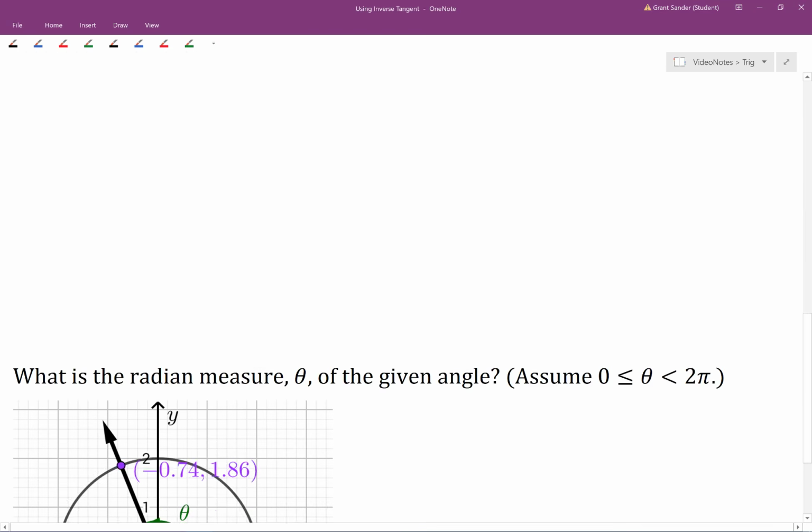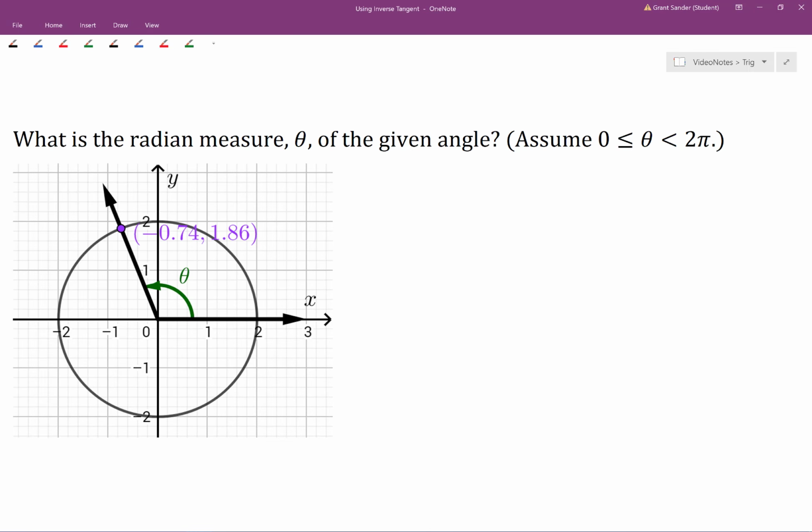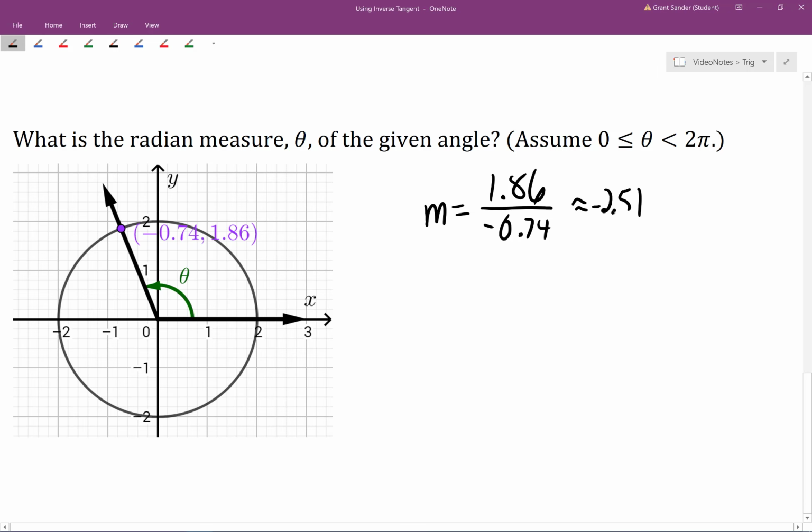Let's look at another example. So we have a similar context where we have an angle whose initial ray points in the 3 o'clock direction, and we know the coordinates of that terminal point. So again, if we want to know the slope of that terminal ray, the slope, m, is equal to 1.86 divided by negative 0.74. So that ratio will compute our slope, which is about negative 2.51. So that terminal ray has a slope of about negative 2.51.